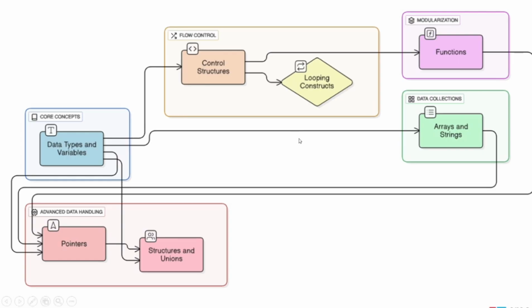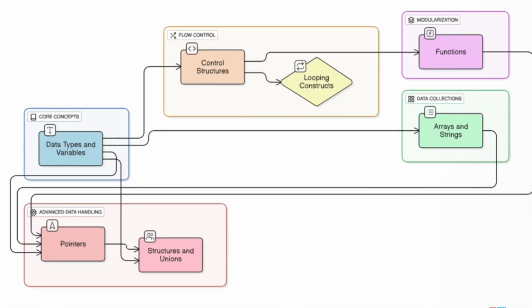\0. Then we have pointers. Pointers store the memory addresses of other variables. They are powerful tools for dynamic memory allocation, array manipulation, and function argument passing by reference. Then structures and unions. These are advanced concepts that we will not use in this internship.